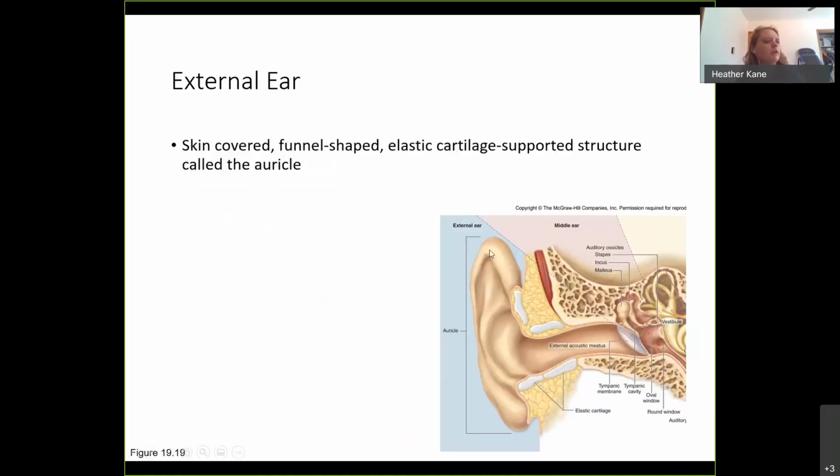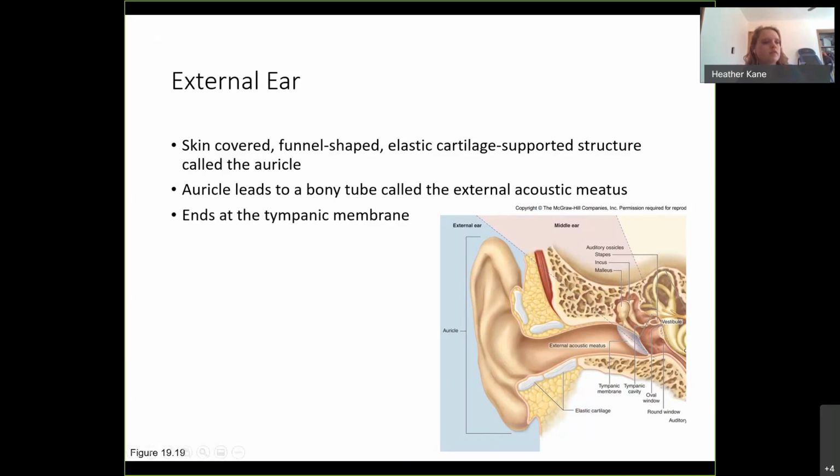All right, so let's first talk about our external ear. We have this auricle right here. This auricle is made up of elastic cartilage, and it is funnel shaped. This funnel shape is going to help to funnel those sound waves into the external acoustic meatus. It's going to end at this tympanic membrane. Again, tympanic membrane is the anatomical word for your eardrum. A timpani, if you've ever heard of that, is a type of drum. So it basically means an eardrum.